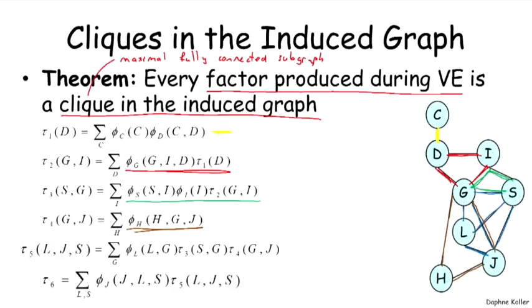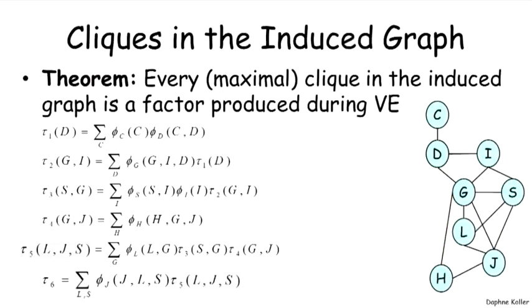Tau 5 induces the big factor, the one that involves 4 variables, and that's the blue factor over G, S, L, and J. And this one doesn't actually introduce any new cliques, which is why it doesn't have any cliques associated with it. So every factor produced during variable elimination is a clique in the induced graph. We can equally well check, and we saw that in the previous slide already, that every maximal clique in the induced graph is a factor that's produced during variable elimination.